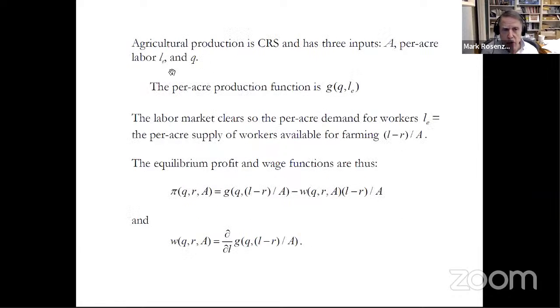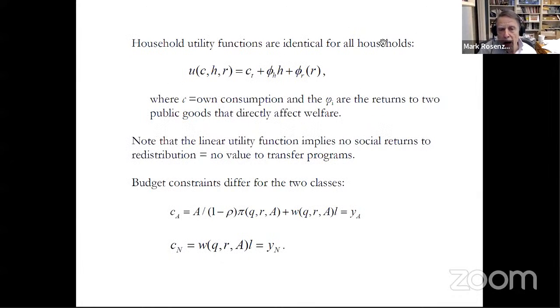All right, so the agricultural, we have to model the economy. The agricultural production function is constant returns to scale, which has 2 inputs, labor and the agricultural asset per acre. We describe that in per acre terms. So of course, land is important as the input. The labor market clears. We have equilibrium profit and wage functions, which we set out. We posit linear utility functions. We do linear utility functions both to simplify the model, but also to eliminate that welfare is going to be increased by transfer functions.